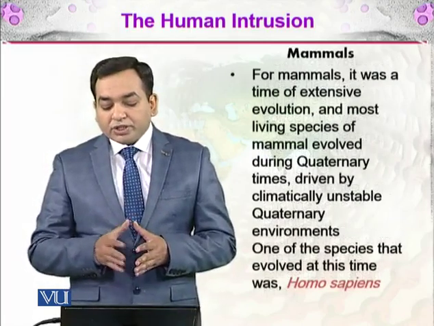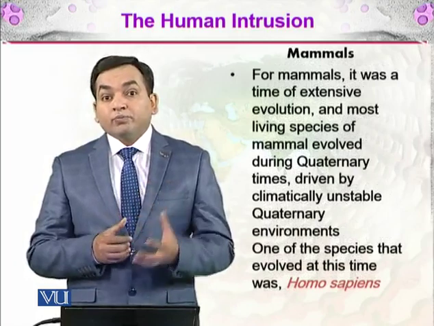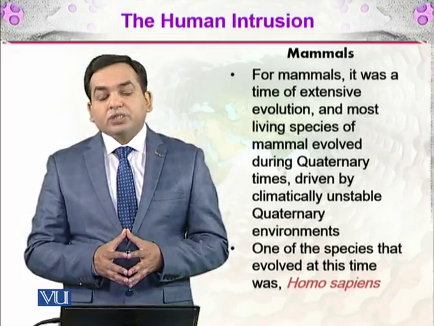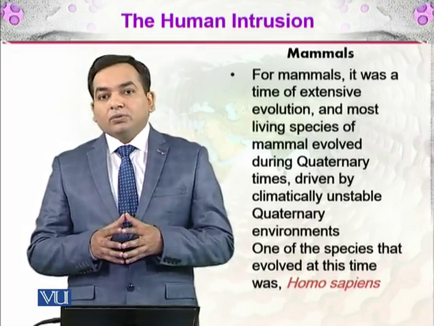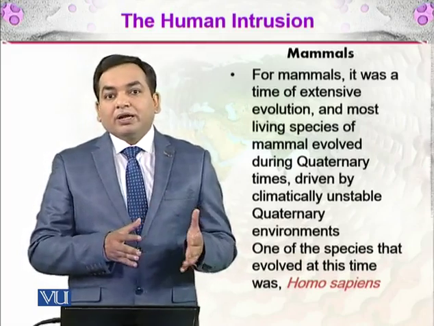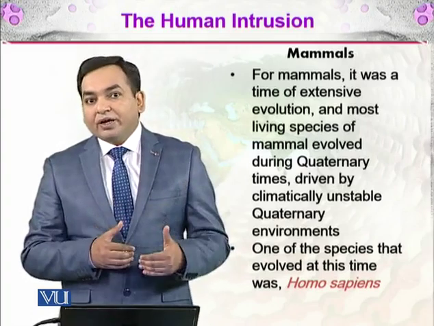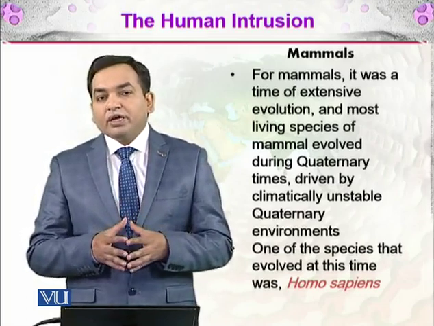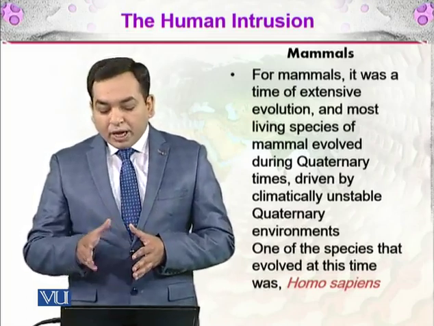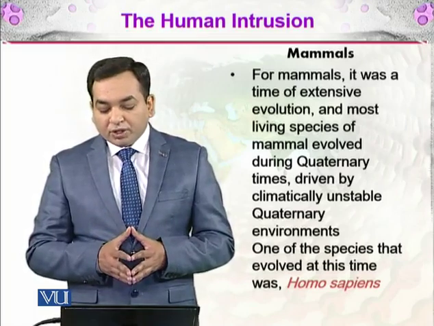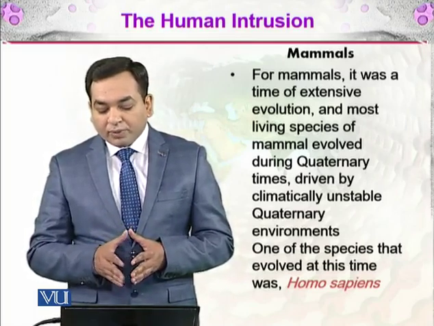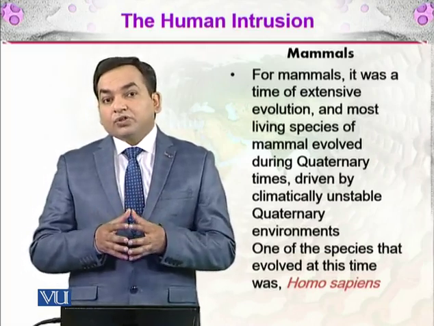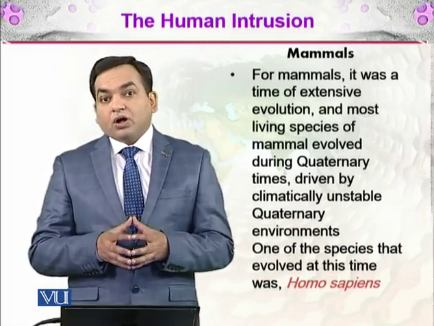For mammals, though, it was a time of extensive evolution. There was more and more evolution, in that they were changing and making more and more species. Due to the different niches which were left empty by the extinction of earlier animals, these mammals got a chance to diversify and occupy those niches. Most living species of mammals evolved during the Quaternary times, driven by the climatically unstable Quaternary environment. So here we have seen that climate change is also a factor.